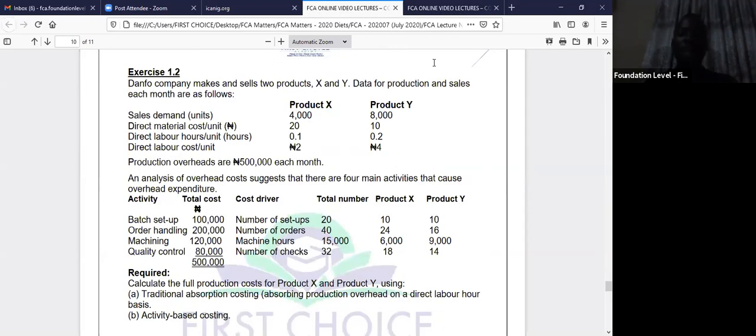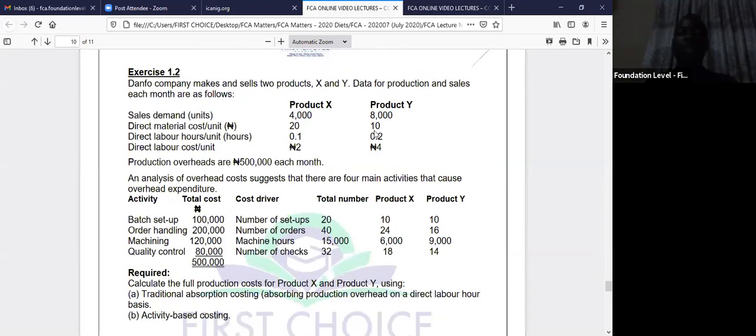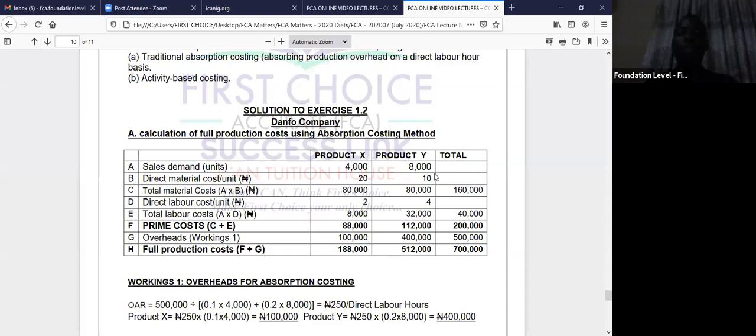The next thing to do is to look for your direct costs. We have your direct material costs per unit. It was given to you: 20 naira, 10 naira. So that's what we did. We say total material costs is just to multiply 4,000 by 20, which will give you 80,000. And 8,000 multiplied by 10 will give you 80,000. If you add them together, it will give you 160,000.